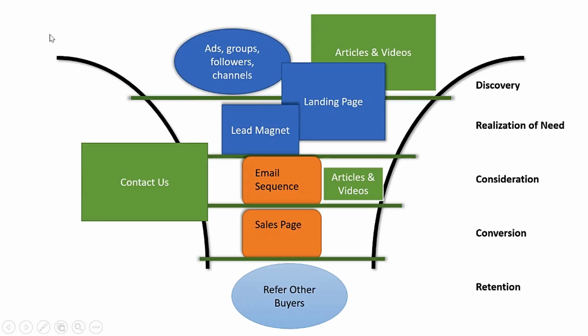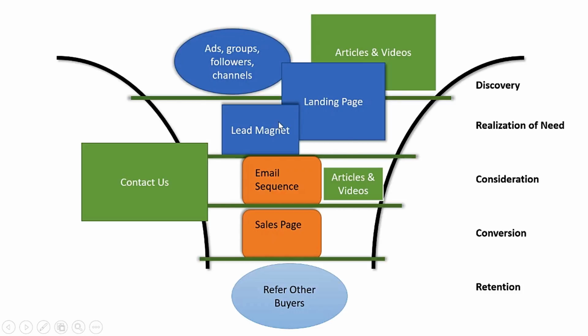All right, so the funnel starts off really broad, really wide. You have articles and videos for anyone to see, not necessarily people that have subscribed to you or anything. But you have ads, building up your groups, followers, channels, right? You eventually, hopefully, move them towards a landing page, and they're still halfway in between the discovery and the realization of need, right? And there's a reason why I overlapped it. It's because they are not in either one category at that point in time, but they are in both simultaneously.